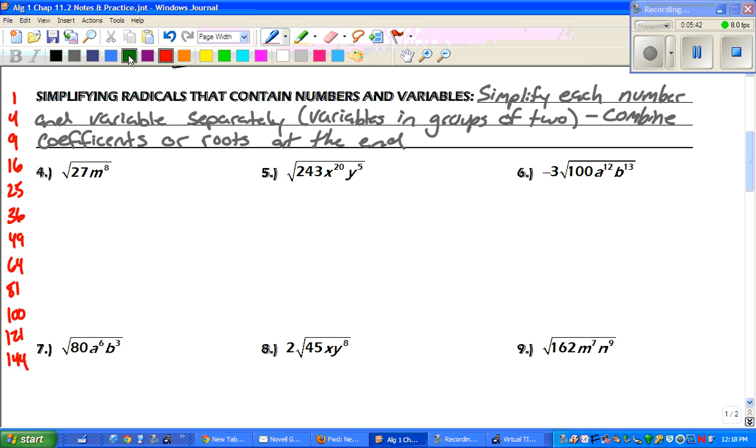So when we break down 27, that breaks down to 9 and 3, and then m to the 8th. The square root of 9 is 3, root 3, and the square root of m to the 8th, 8 divided by 2 is 4. So when we rewrite that, the 3 and m to the 4th come together, and root 3 goes to the end. Okay?